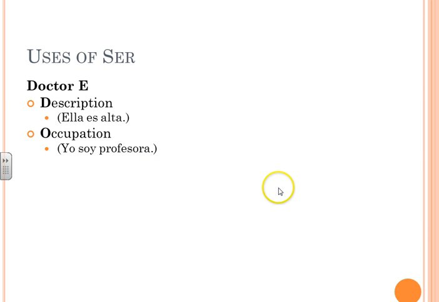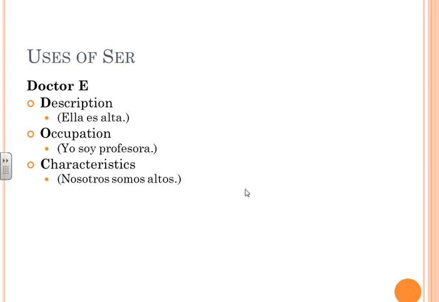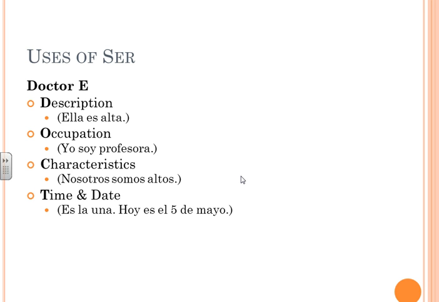O is for occupation. Yo soy profesora. I am a teacher. That is my occupation. Characteristics, again, nosotros somos altos, we are tall. Los libros son azules, the books are blue. Characteristics are, again, just another way to say descriptions. Time and date, es la una, okay, ser for time, and then hoy es el 5 de mayo. Again, ser with the date.